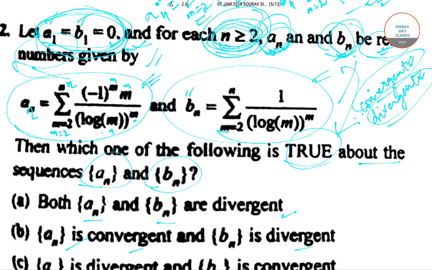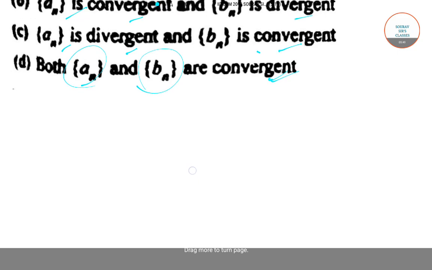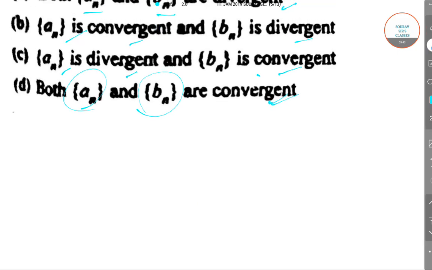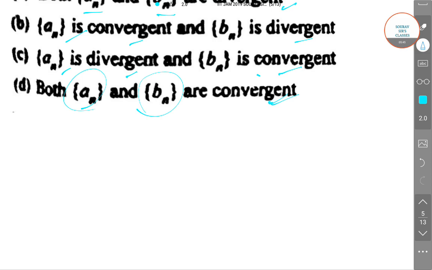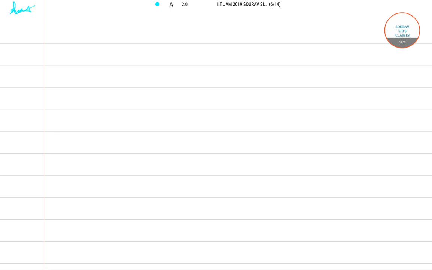Okay students, so let us continue solving this question. Let us insert a page so that it will be easier for us to solve this question. So, inserting a page, let us first write down what data is given to us. It is given that a1 is equal to b1 is equal to 0. It has already been provided to us. For n greater than or equal to 2, we have two parts.